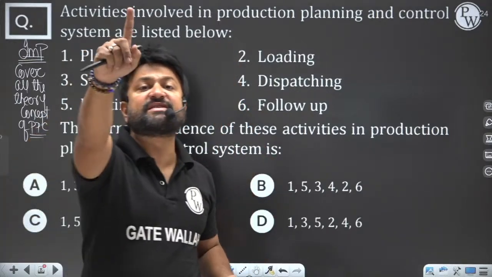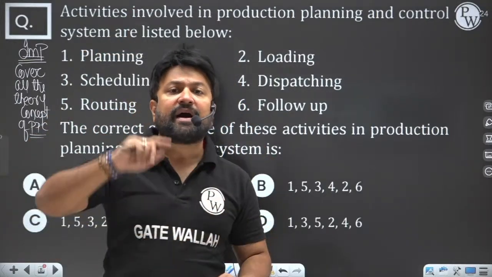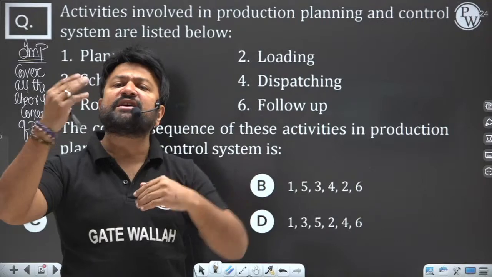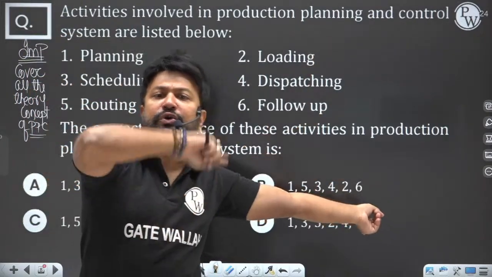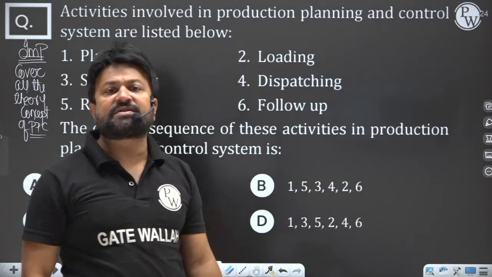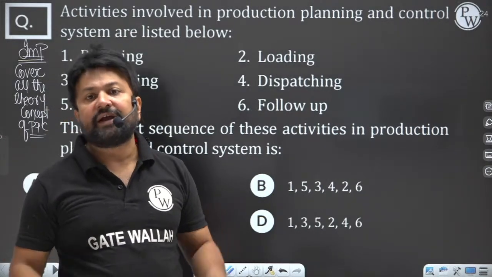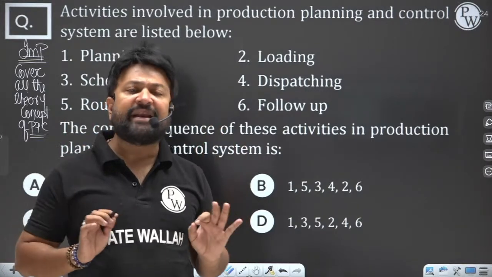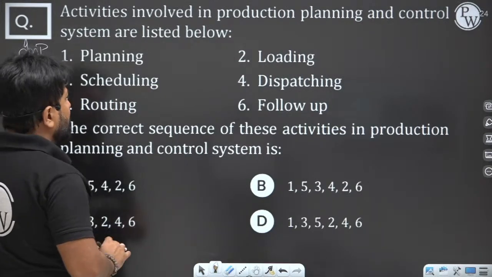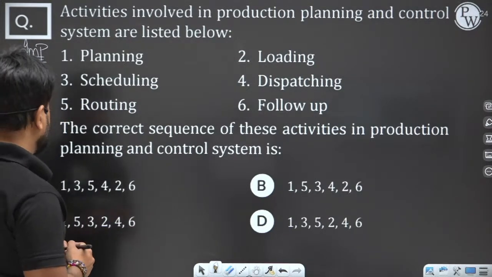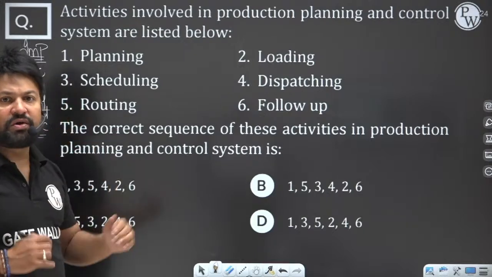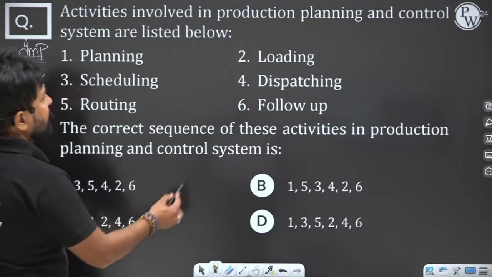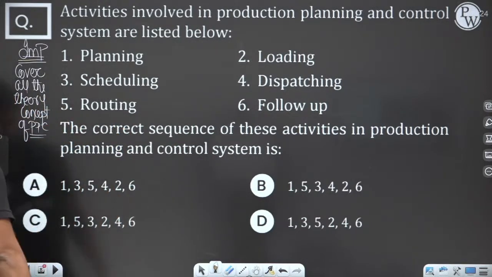What are they? First is routing. What is routing? Routing consists of deciding the path the item would take in its transformation from raw material to final product. So it involves the creation of a route sheet, which contains many information. So first is your routing. Am I clear? So it has some function, routing. So try to understand all the things. Routing is there.